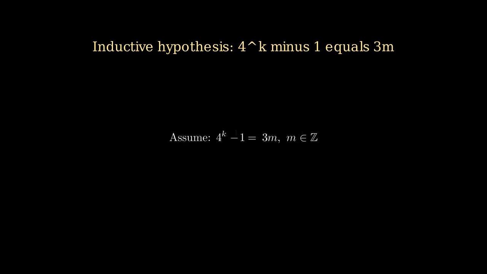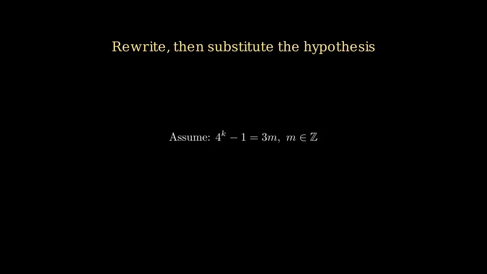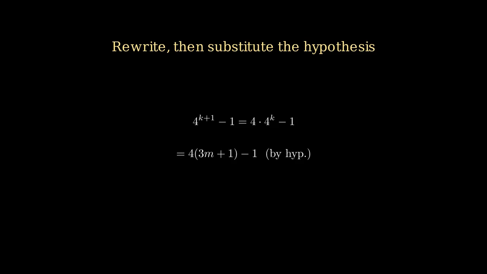Assume 3 divides 4^k − 1, meaning 4^k − 1 = 3m for some integer m. Inductive step. Consider 4^(k+1) − 1. Rewrite this as 4 × (4^k) − 1. By the inductive hypothesis, 4^k = 3m + 1, so substitute that in.